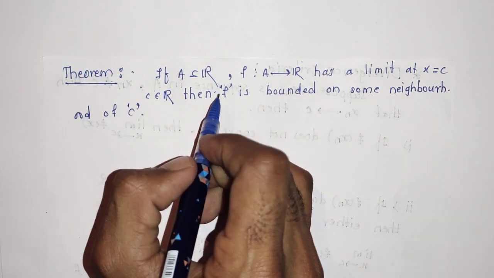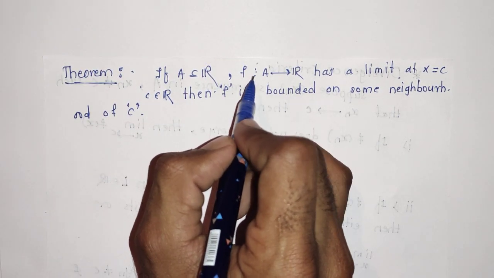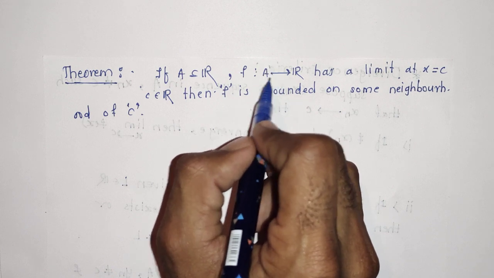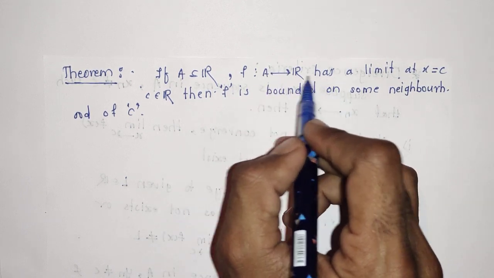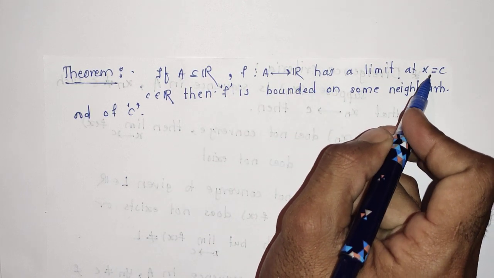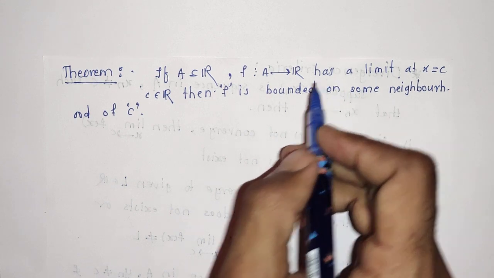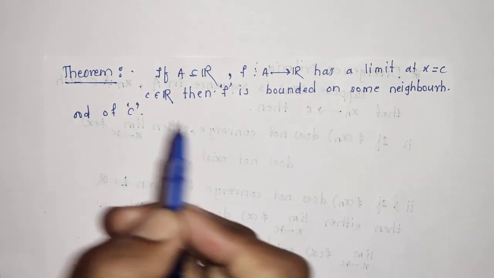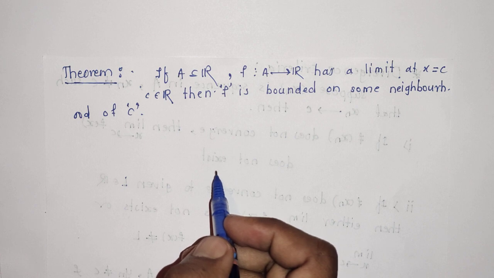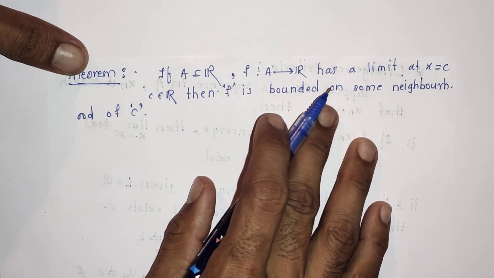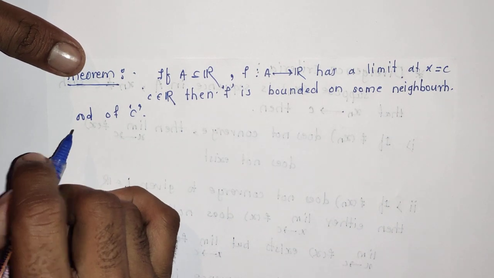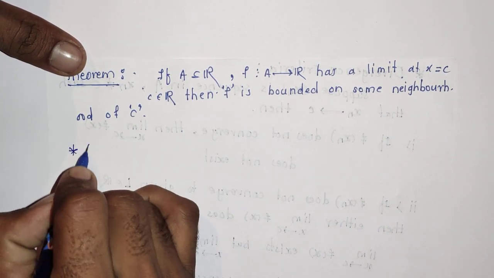So if A is a subset of R, that is the domain of the function is a subset of R, and f from that domain A to R has a limit at c, that is the limit of the function exists at c, then that function is bounded on some neighborhood of c. This is the statement of this theorem. Now we will see another theorem, that is the algebra of limits.